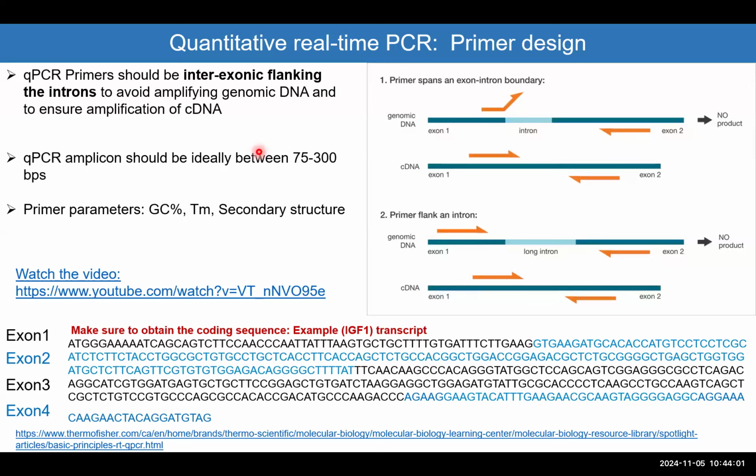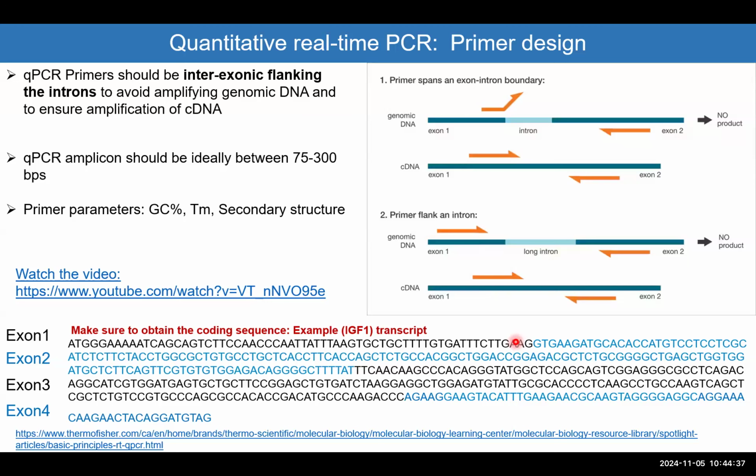So the best way to do a good PCR primer for qPCR is to take the cDNA, the coding sequence, and keep your exon 1, exon 2, exon 3, and exon 4 separated, so you would know where each exon starts and ends. And then you can just take, for example, exon 1 and 2, and give it to the Primer3 software, and it will design primers for you.